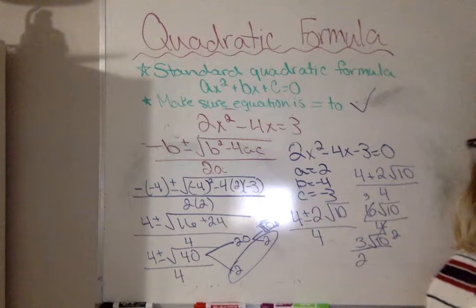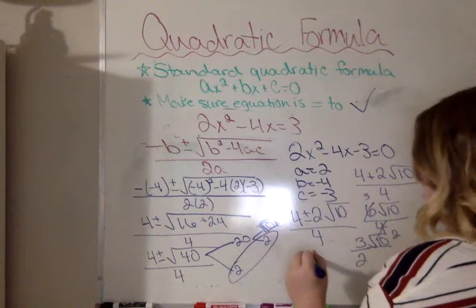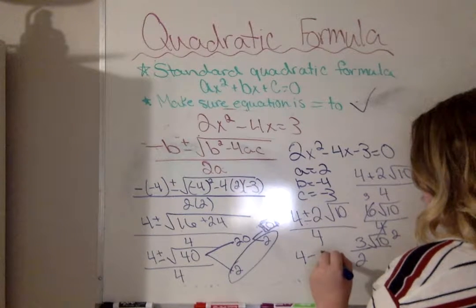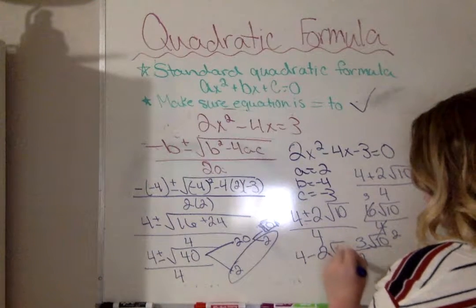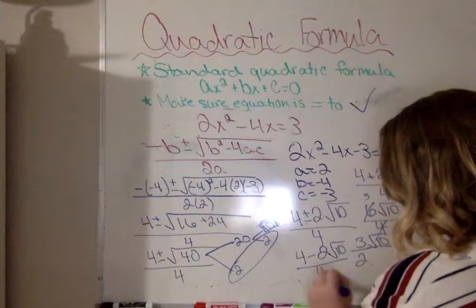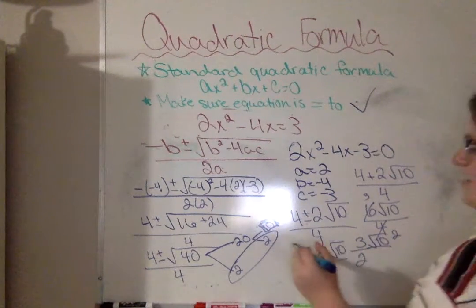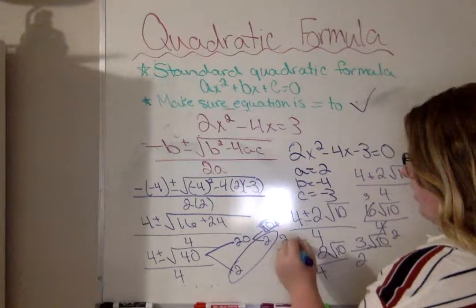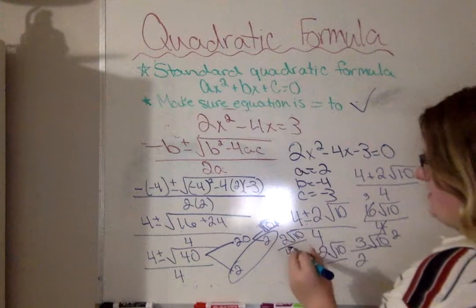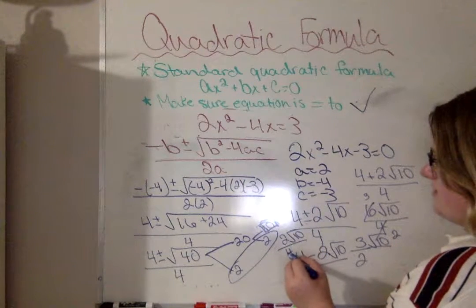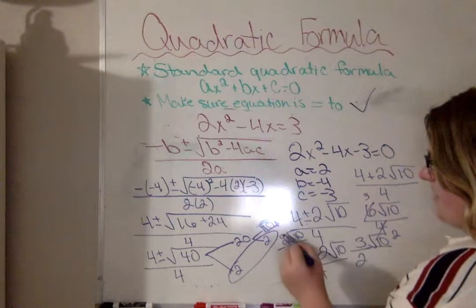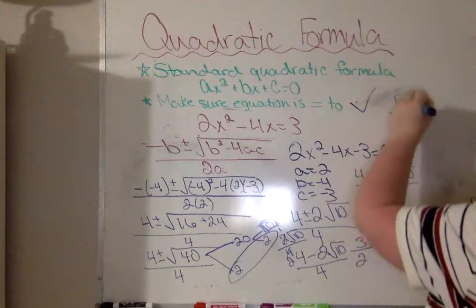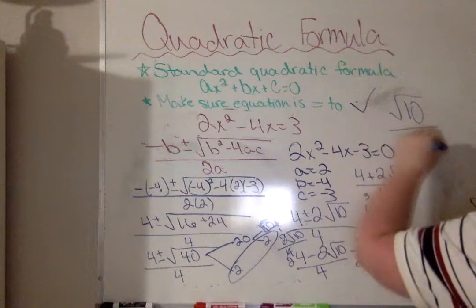So that's one answer, and then the next one is going to be 4 minus 2 and the square root of 10 over 4. So if we subtract, we're going to get 2 over 4 and the square root of 10, and then 2 goes into 4 2 times and 1. So we're going to get the square root of 10 over 2.